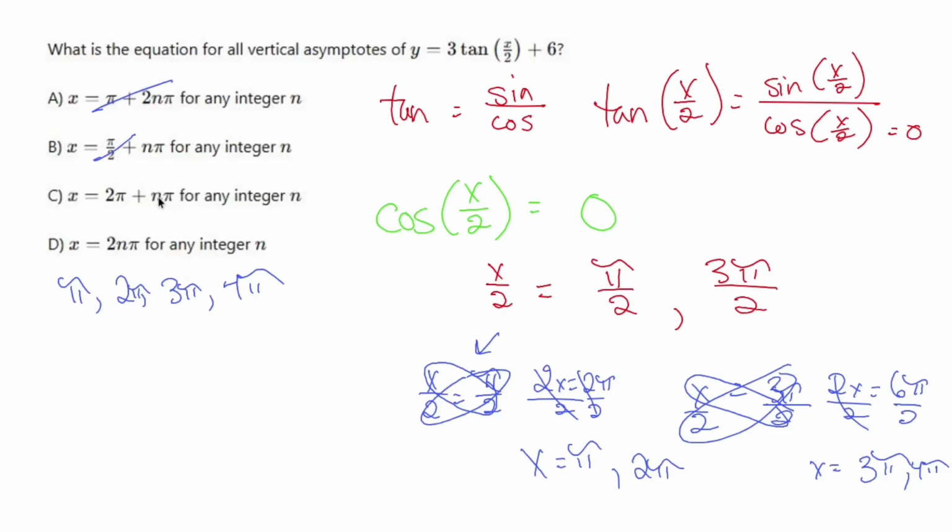And technically n could be negative, so I could say 2 pi minus pi and get pi. So much pi, it's like freaking Thanksgiving over here.